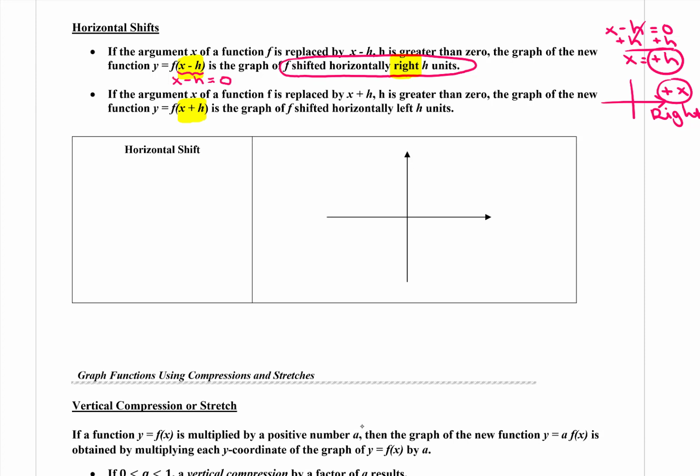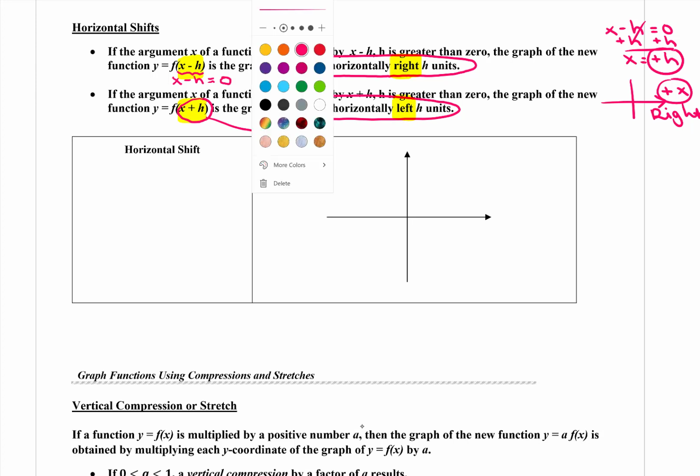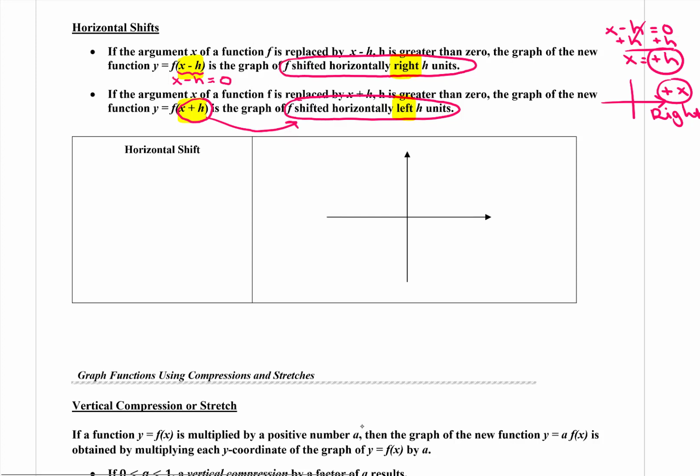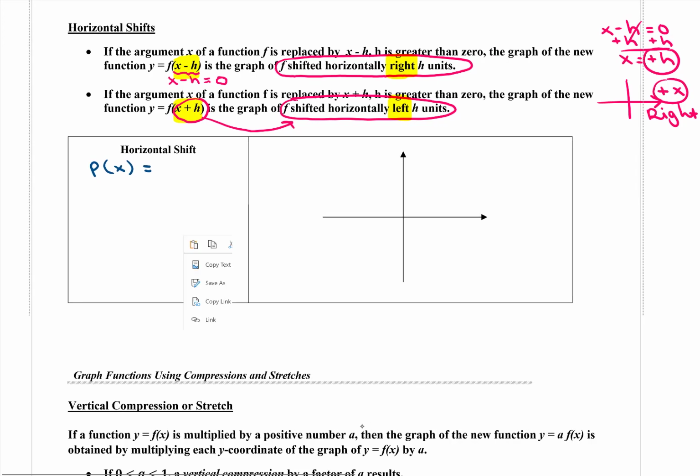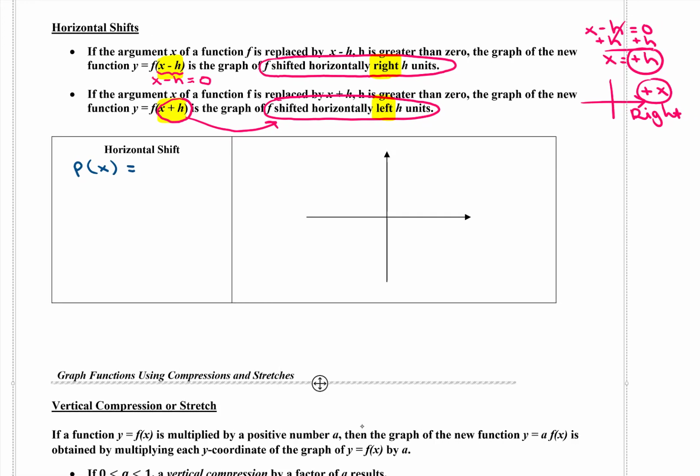So this one I can tell that by solving for x there, I got x is equal to positive h. So that tells me I'm going in the positive x direction to the right, and I'm going to be going to the right h units. And I can do the same thing if I've got x plus h, where h is greater than 0, right? Then that means I'm going to be shifting to the left h units. So that's basically what it means.